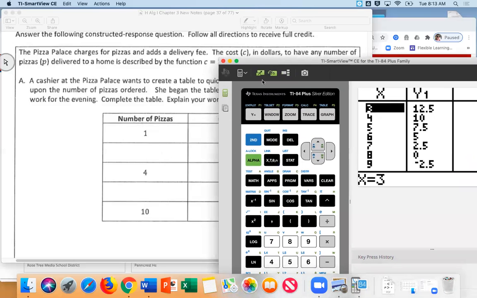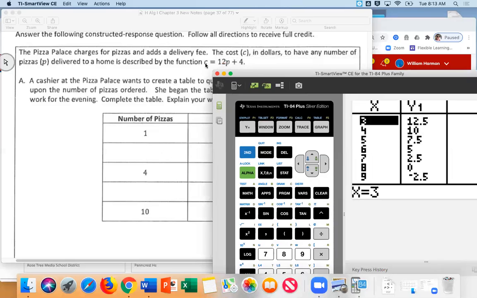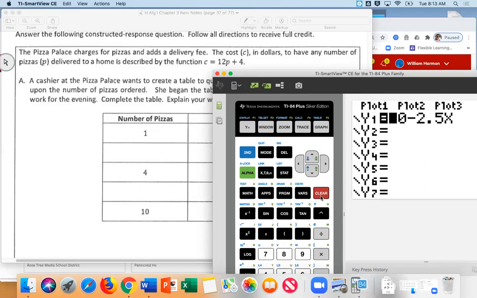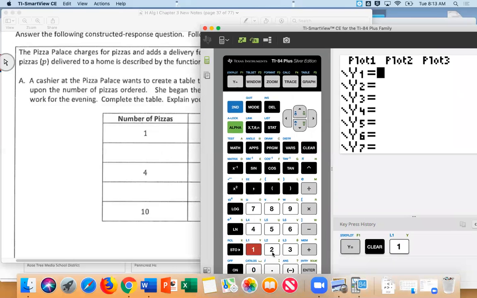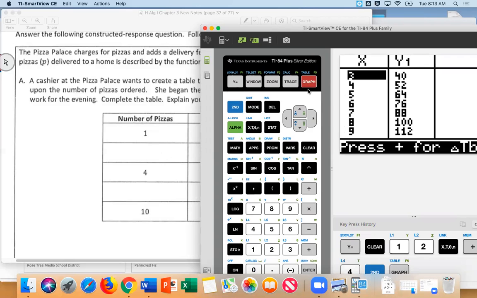So the easiest way to do this is we're going to take this equation right here, C equals 12P plus 4, and we're going to type it in. So everybody type in 12P plus 4. We're going to type it in as 12x plus 4, because we're going to replace C and P with X and Y. And then we're going to come up here to the table. In order to get the table, I hit second and graph. That brings me to a table.